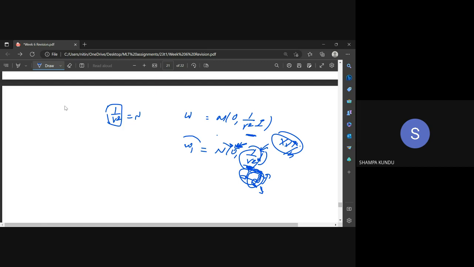Sir, in a problem, some eigenvalues of a matrix are given, and it is said that you have to find the eigenvalues of the inverse of that matrix. What will be the approach? Okay, eigenvalues of a matrix are given, right? So if the eigenvalue of x is lambda 1, what is the eigenvalue of x inverse? 1 by lambda 1. 1 by lambda 1, that's it. Okay.